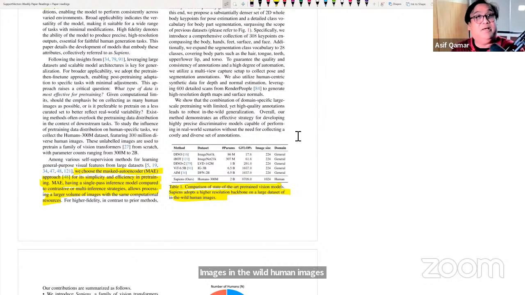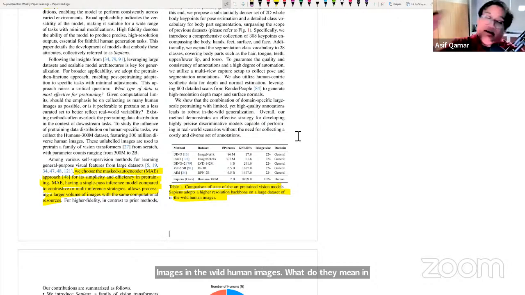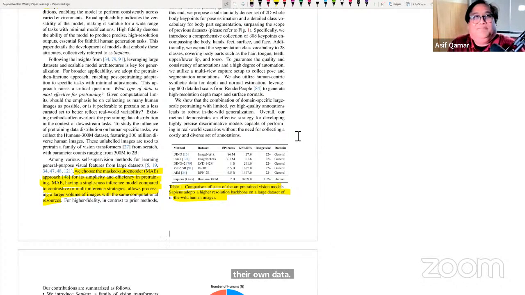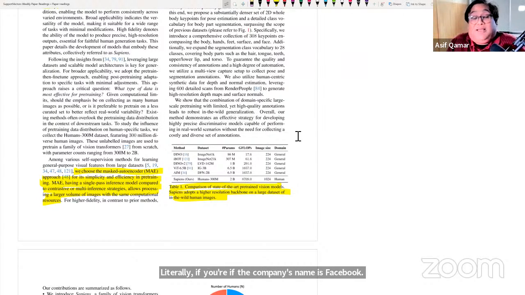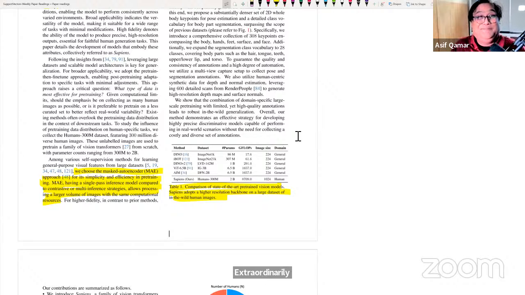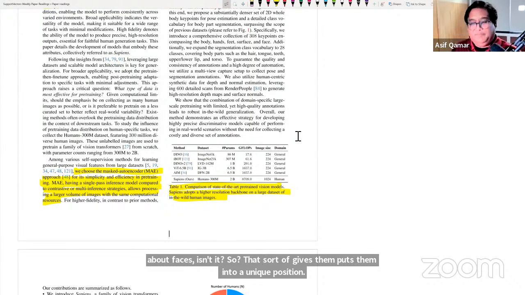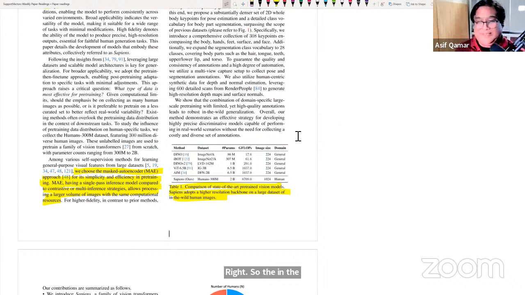What do they mean by in-the-wild human images? In the wild just probably means they just look into their own data store because they have gazillions of images. Literally, if the company's name is Facebook, you should be extraordinarily wealthy when it comes to faces, images about faces, isn't it? So that puts them into a unique position to build such kinds of models, right? So in the wild, I suppose it means all the images that they have, the billions of images they have.